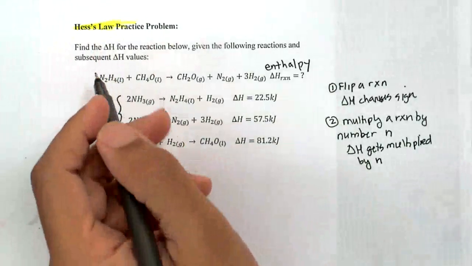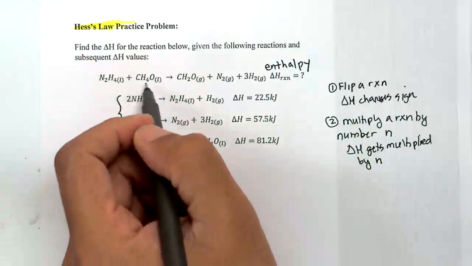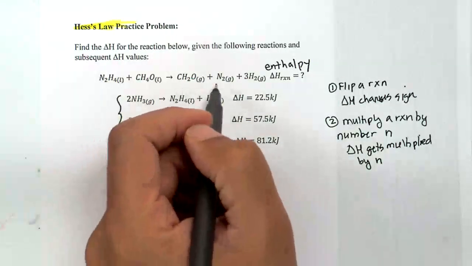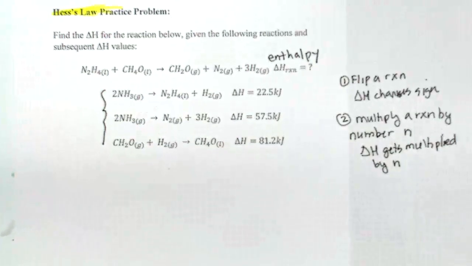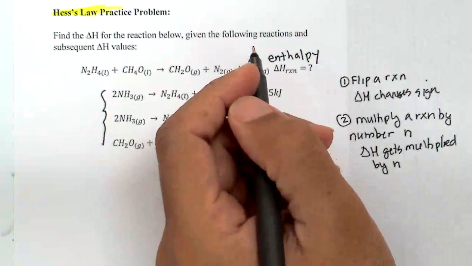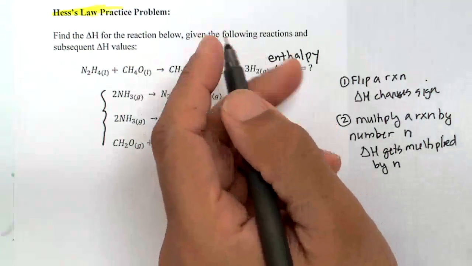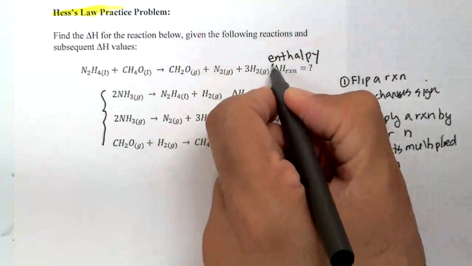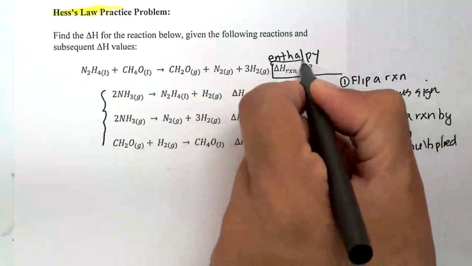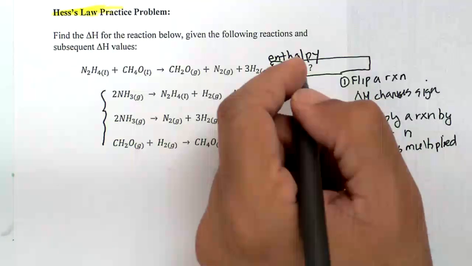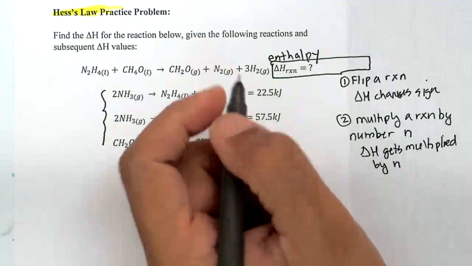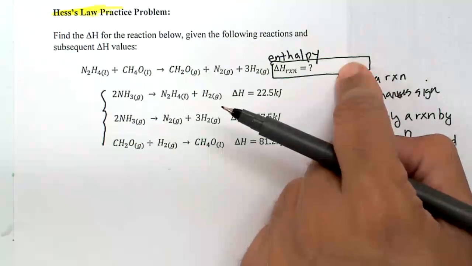So let's check out this problem. Okay, we got N2H4 plus CH4O goes to CH2O plus N2 plus 3H2. So in this problem, on the test, on the quiz, on your homework, we want to know the delta H of this reaction, the enthalpy of this reaction. Remember, if it's positive, it's endothermic. If it's negative, it's exothermic. So we don't know this.